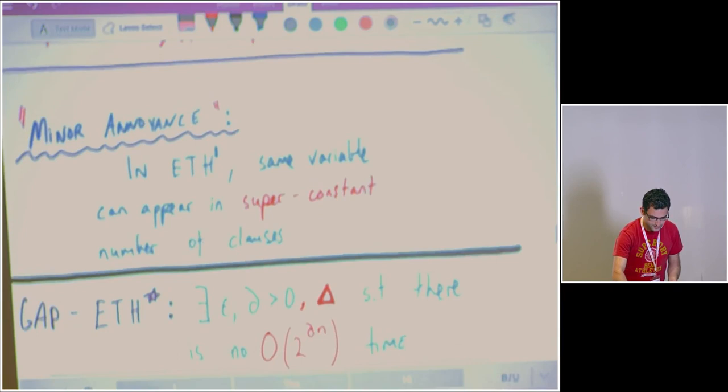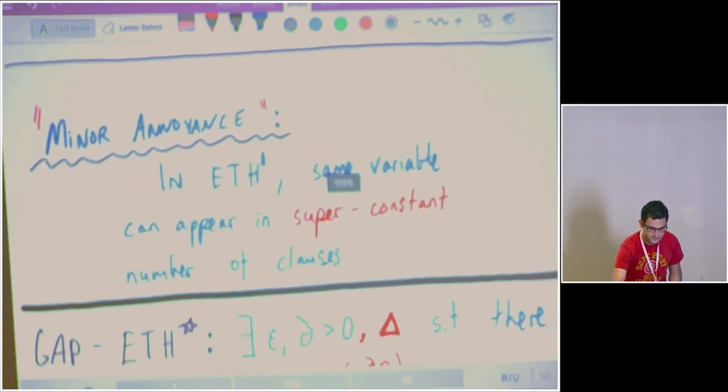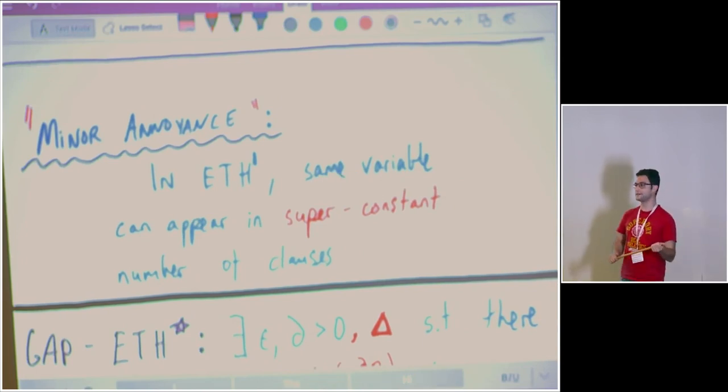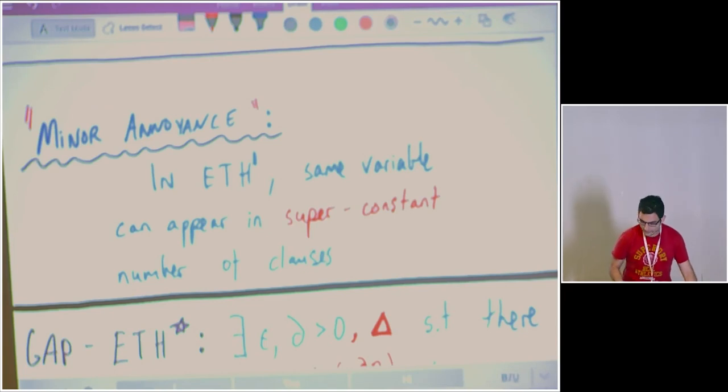So here's a minor annoyance, which is a difference between gap ETH prime and ETH prime. So in ETH prime, just normal exponential time hypothesis, we could assume that you cannot have sub-exponential time algorithms for 3 sat instances where every variable appears in a constant number of clauses. And here I wrote something wrong.